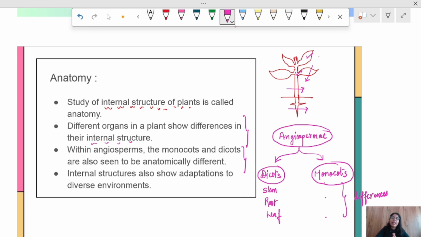What is the meaning of this line? Why are we seeing characteristic differences between the internal structures of these plants? Because they are adapted in that way, right? For example, if you cut a leaf, you will see a particular type of tissue in the leaf called mesophyll tissue. That mesophyll tissue is there because the major function of the leaf is to do photosynthesis, right? So because of this internal structure, a particular function is performed by that organ. A leaf is able to do photosynthesis because of the cells present in that organ.